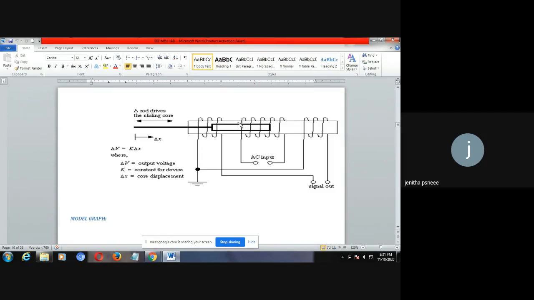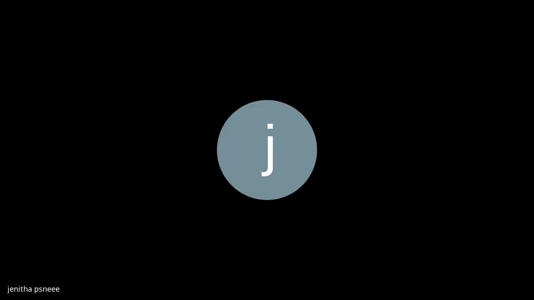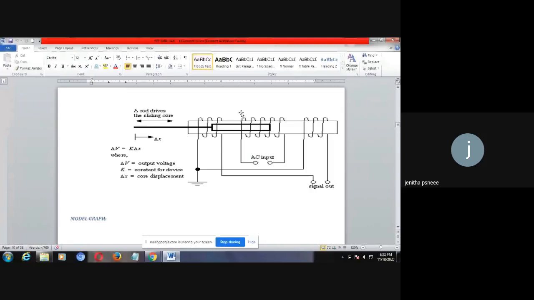Okay, then how will you get the result? The result will be the difference of both secondaries. So if you take the difference of both the secondary windings in the central position, the output voltage will be zero.